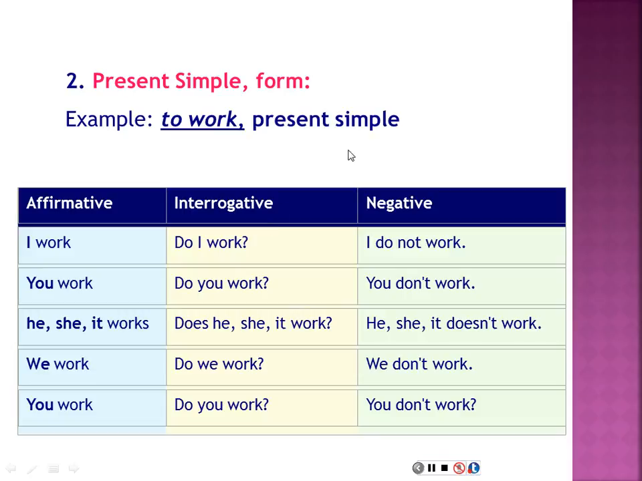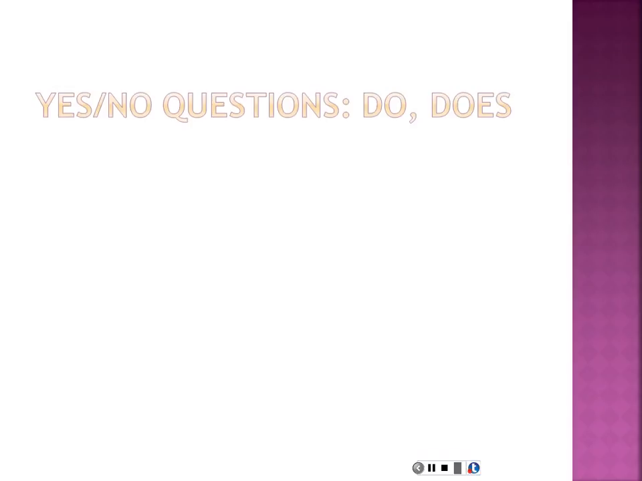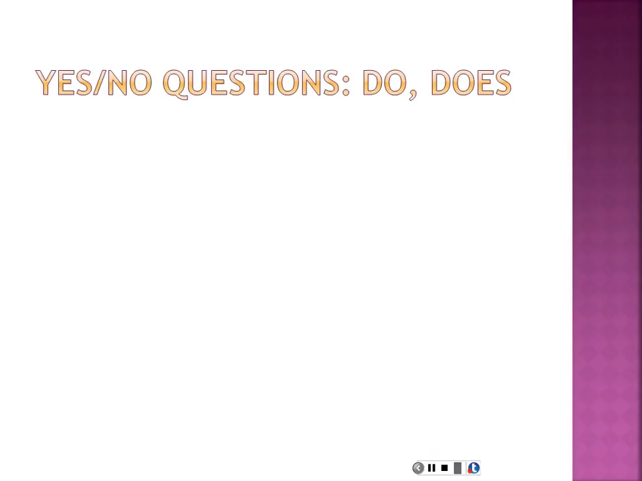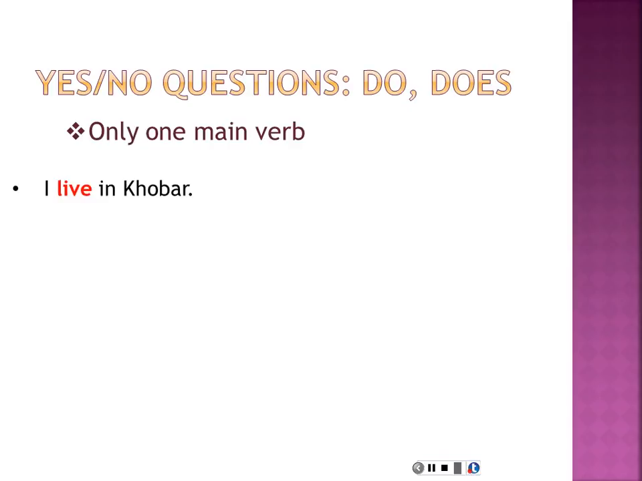Okay, now we are done with the examples on all the forms of the simple present using main verb and do or does. Now the yes no questions using do and does. We will continue with the yes no questions using do and does, and we will have more examples.